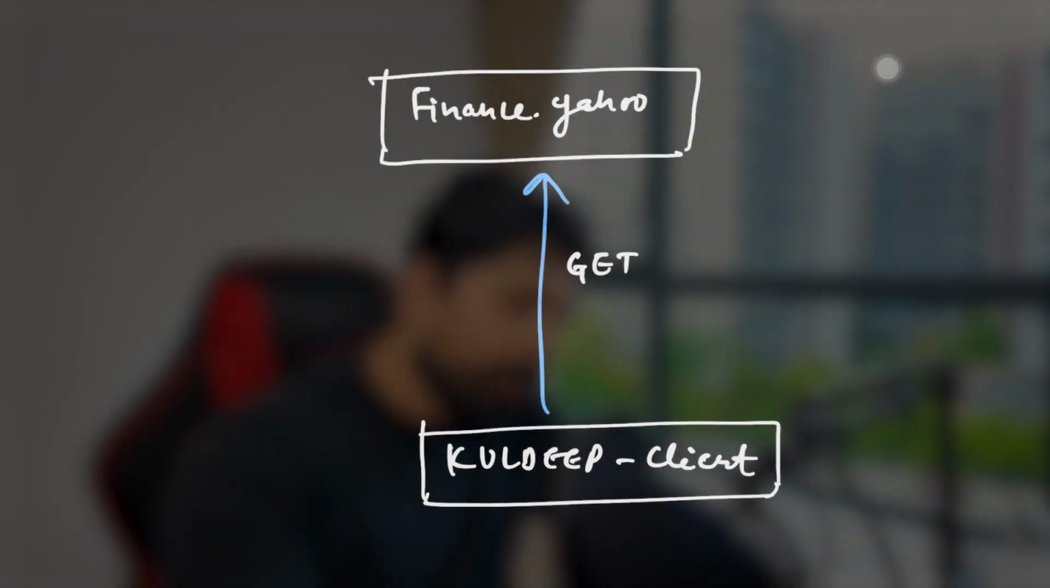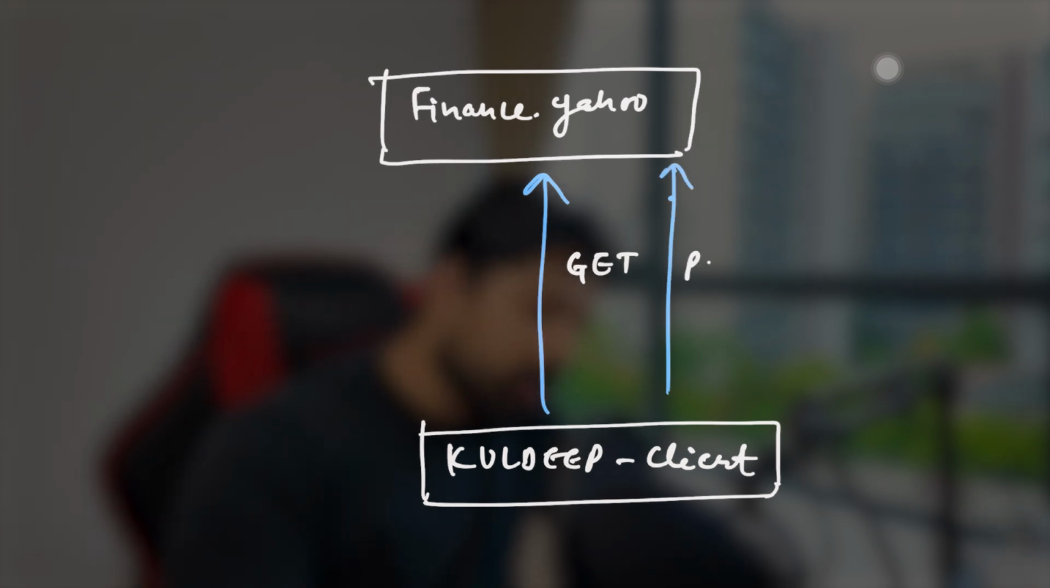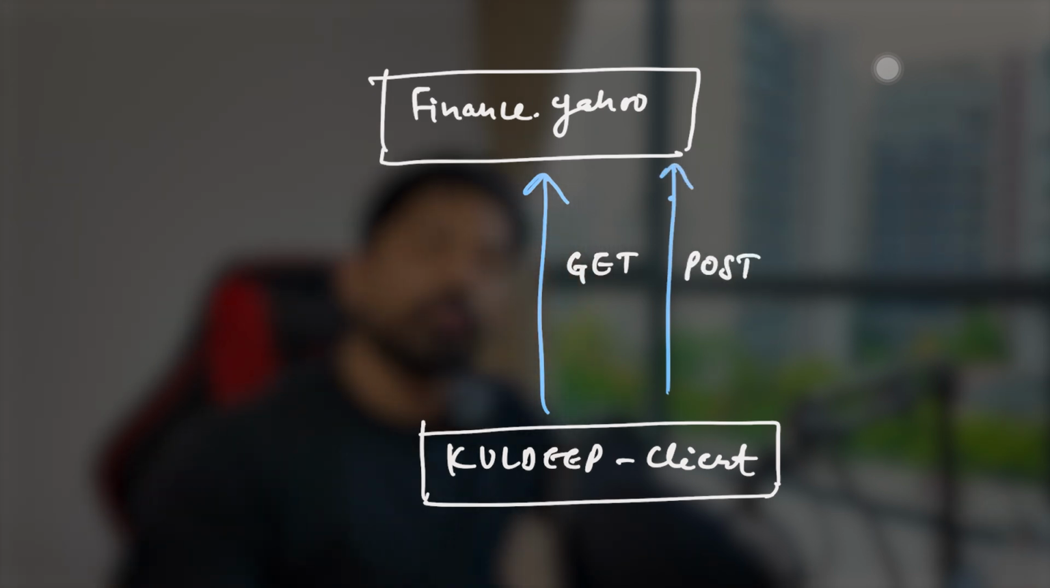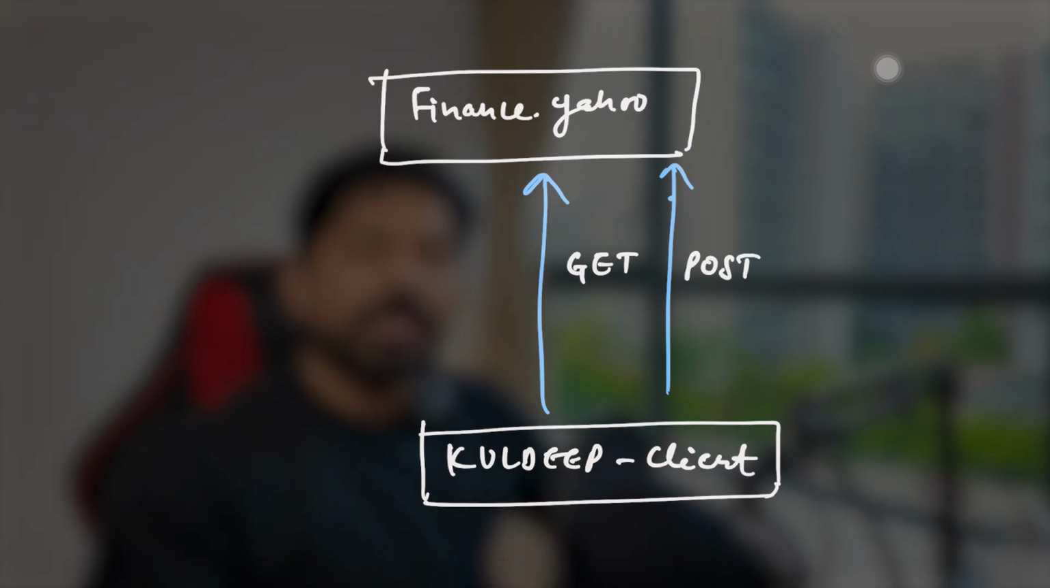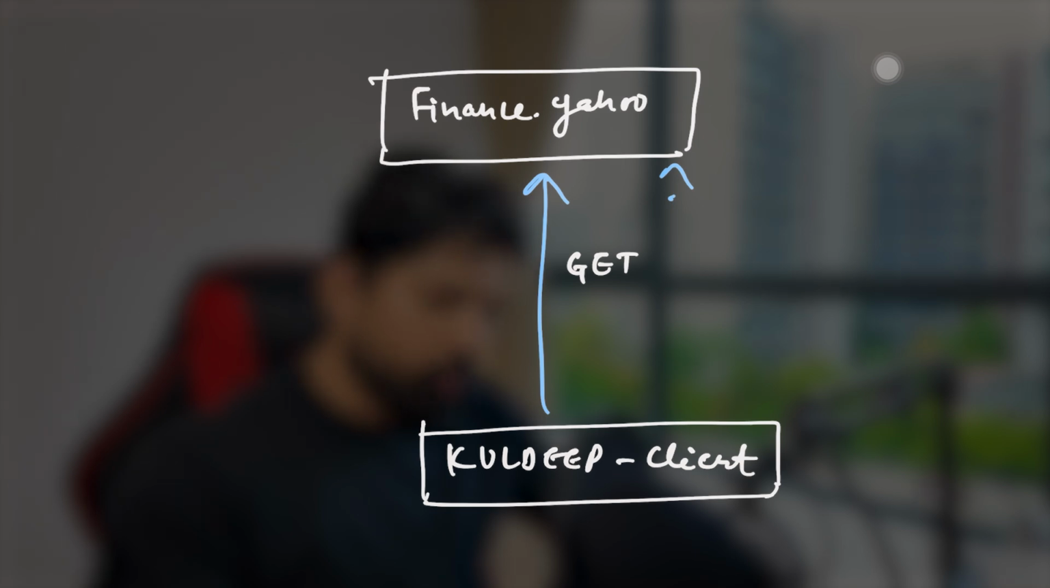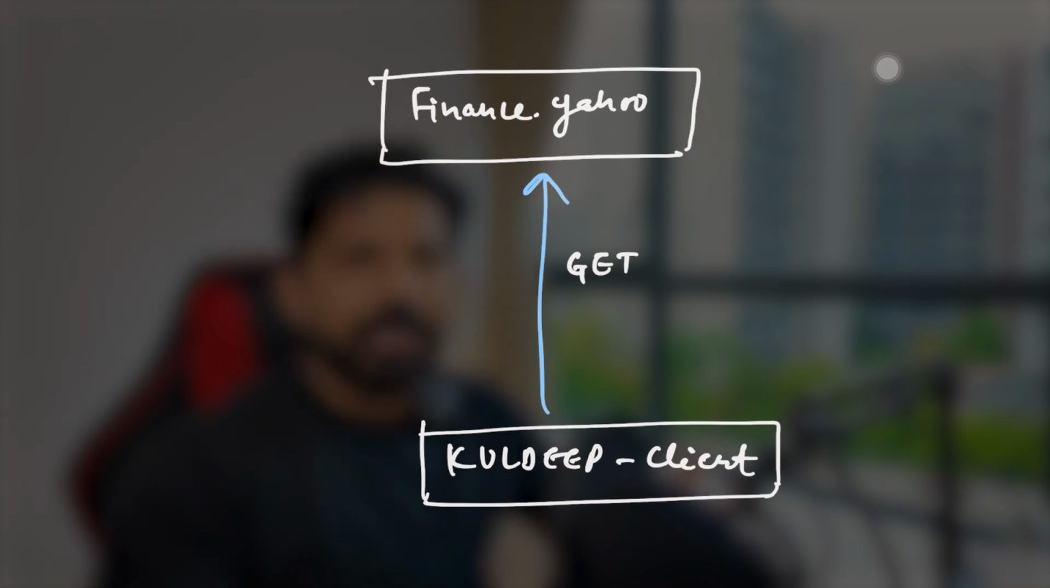Or in some cases, if Yahoo Finance allows me to change some data or asks me to maintain the data, then I can make a POST request. In a POST request, we can modify the data of the server if we have the right access or privilege. But in web scraping, mostly we deal with the GET request only. So I'll remove this POST for now and talk about only the GET request.